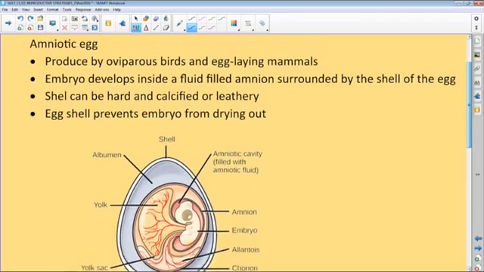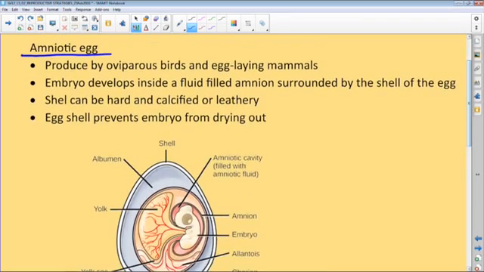Okay, here we go. Let's have a look at this. Amniotic egg, okay? Produced by an oviparous bird and an egg-laying mammal. Remember, I still know what I must tell you. Okay, those are your platypus. Your flat-billed platypus. Okay, there we go.